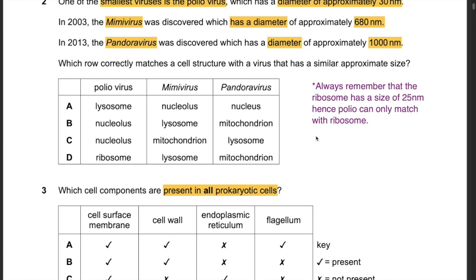Therefore answer A is obviously incorrect. Nucleolus also cannot be the size of around 30 nanometers because nucleolus is larger than the ribosome. Ribosome has a size of 25 nanometers and matches with polio virus, whereas nucleolus is greater than the size of a ribosome, therefore it cannot match with the polio virus. Hence answers A, B, C are incorrect, leaving us with the only possible answer being D.